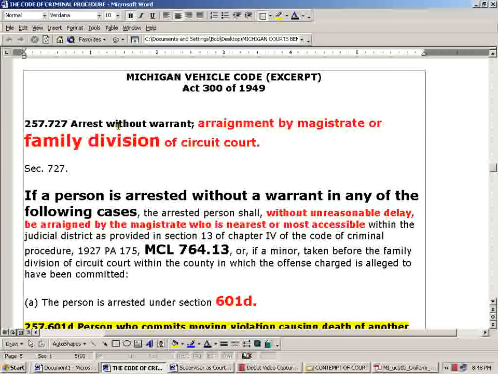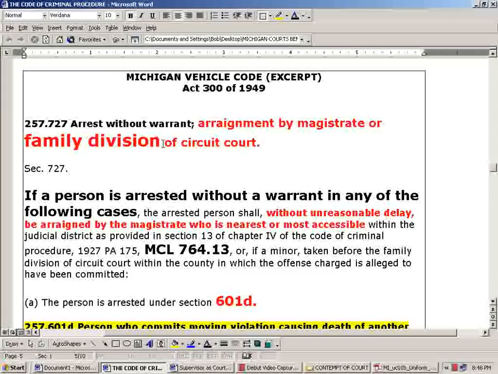Arrest without warrant, arraignment by a magistrate or family division of circuit court. That's interesting. Why would they take you to family division? Family division has jurisdiction over juveniles and dependents. As we learned last week, that's the same as saying the judge of probate. It's the probate judge. We got a probate court, but that ain't the probate judge.